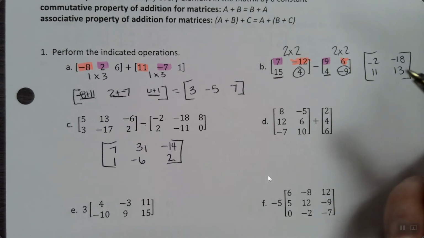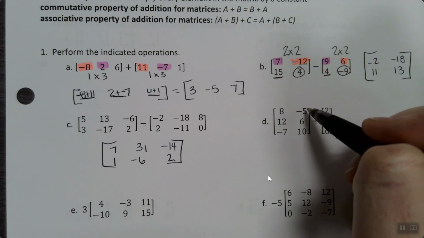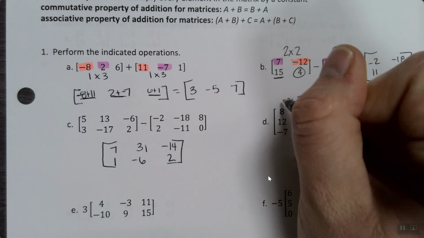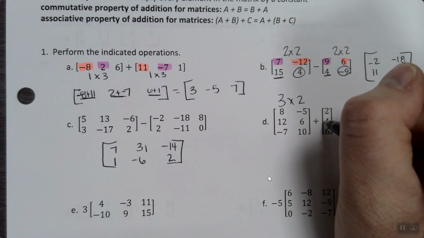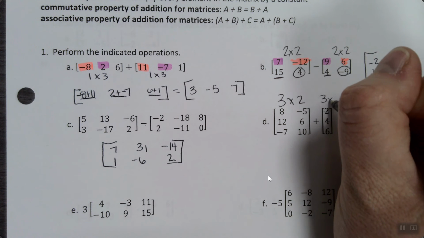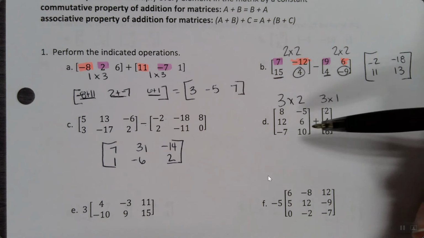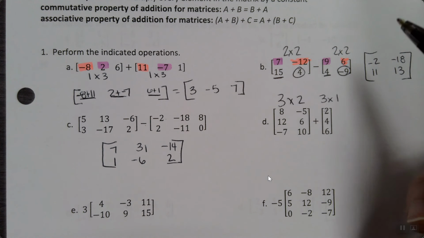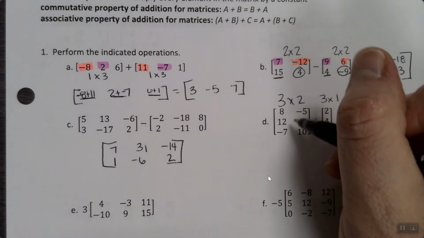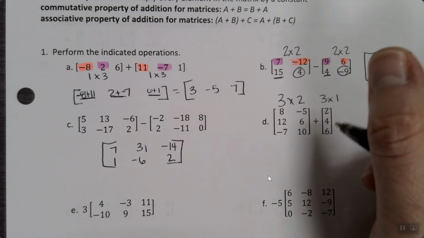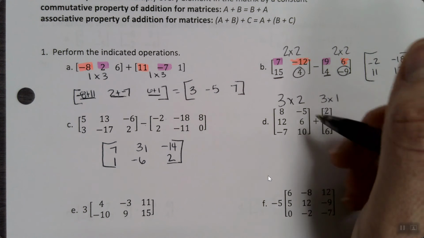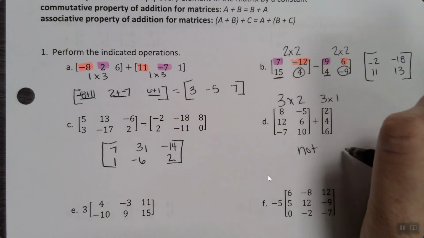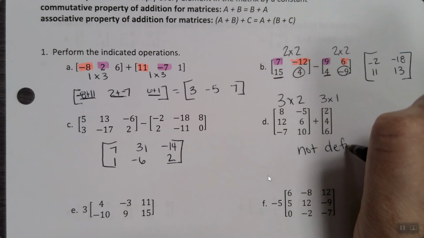On this problem, we have 2 columns and 3 rows. It's a 3 by 2. We have 3 rows by 1 column. We don't know if this column lines up with the first one or the second one. Since it's not the same dimension, it lines up with the first one because it's column 1. But there are no corresponding elements to the second set of numbers, so this matrix operation is not defined.